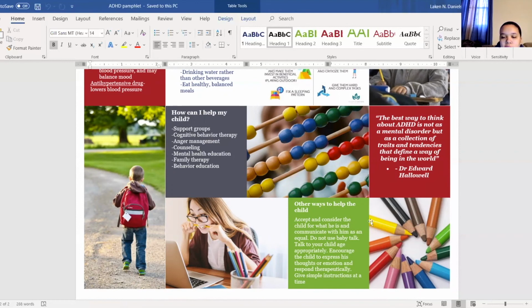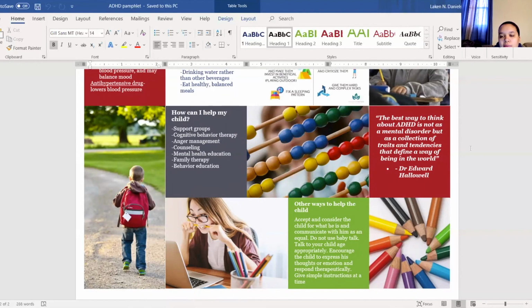Other ways to help the child: accept and consider the child for what he is and communicate with him as an equal. Do not use baby talk. Talk to your child age appropriately. Encourage the child to express his thoughts or emotions and respond therapeutically, and then give simple instructions one at a time.